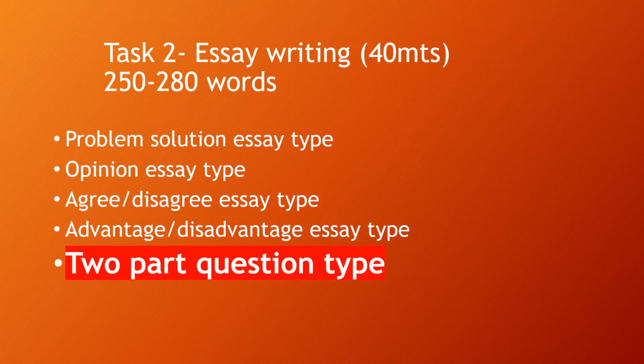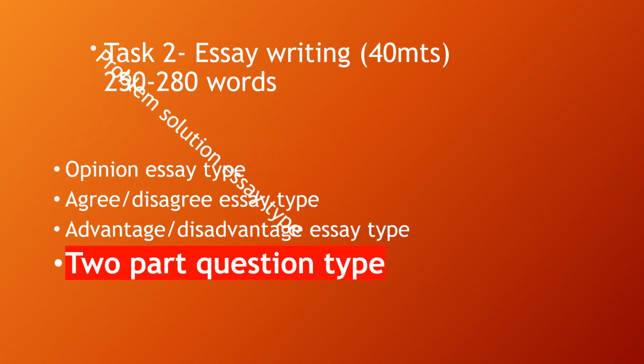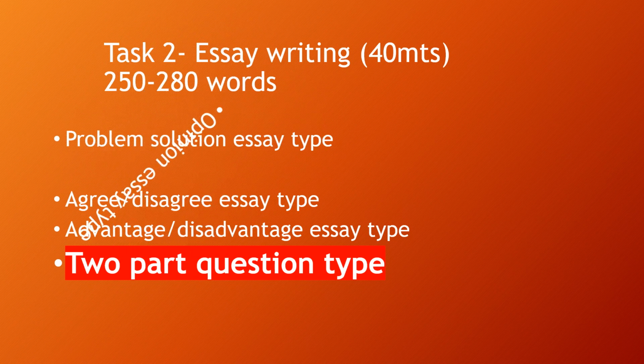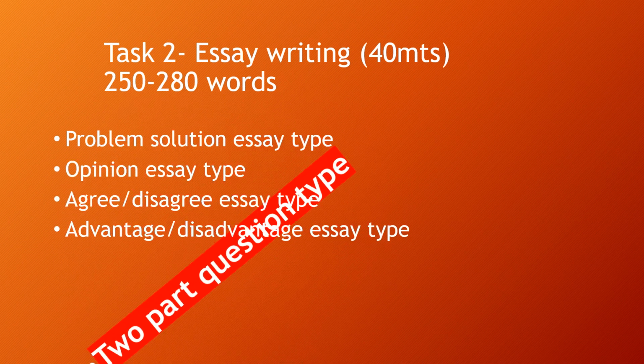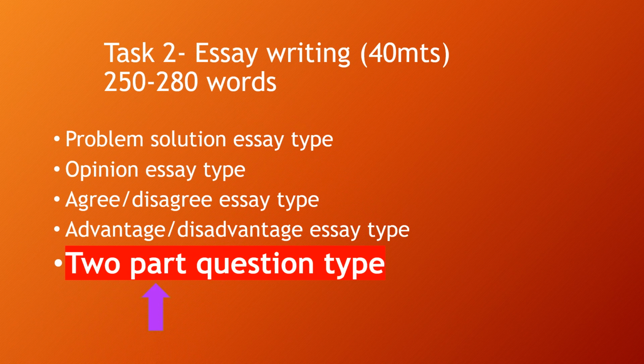So let's take a look at the Task 2 essay writing of the IELTS academic or general, which is for 40 minutes. And the student has to write 250 to 280 words. Now, friends, it's important that we understand that there are 5 different essay types. So the moment you read the question, you should be able to identify what essay type your question belongs to. Now, in this video, the first one is problem solution, opinion, agree, disagree, advantage, disadvantage, and two-part question type. So we are going to discuss a two-part question type in this video.